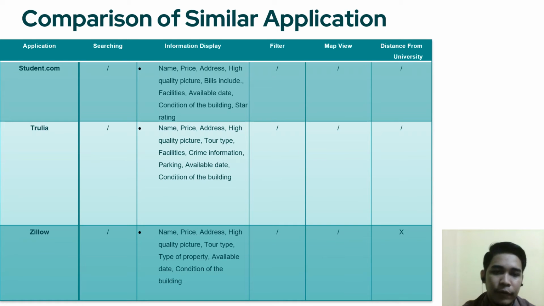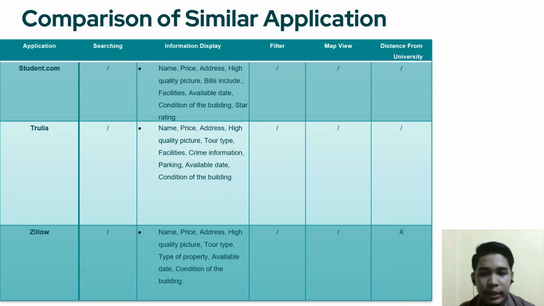Student.com provides the name, price, address, high quality picture, bills included, facilities, available date, condition of the building, and the star rating. But it is different from Trulia. Why do I say it is different? It is because of the specialty of Trulia, which provides current information about the rental house residence.